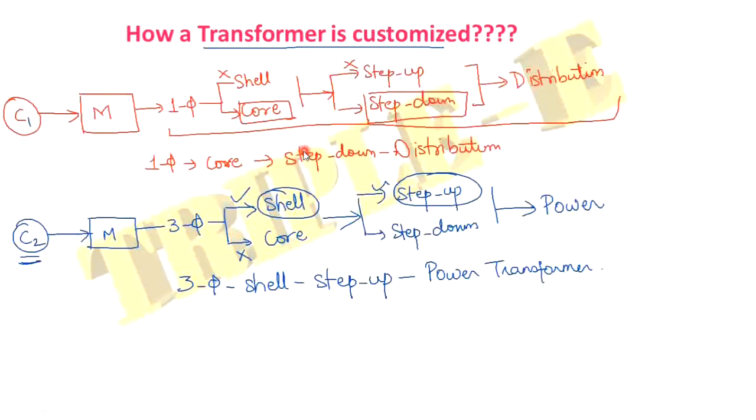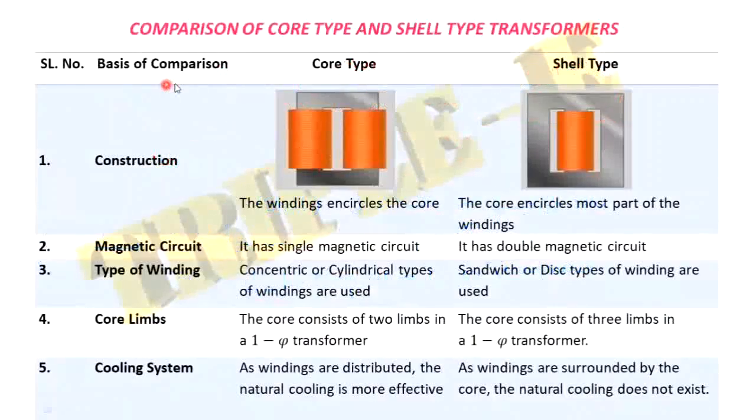explain the transformers that are classified based on the construction. As we know, based on the construction, transformers are classified as core type and shell type transformers. So let's see the comparison here. And here is the basis for comparison. The first one is based on the construction details. As you can see, this is the figure given for the core type of transformer and this is for the shell type of transformer.